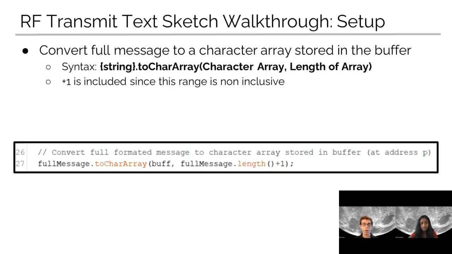So our next line of code in our sketch is us converting our string into a character array so that it can actually be transmitted from our Lunasat. To do this, we are using the syntax string name followed by dot to char array, and then we are passing 2 arguments. The first argument is the character array that we are transferring our string into, which in this case is buff. And the second is the length of the array, which in this case should be the length of our message plus 1, just because that range is non-inclusive.